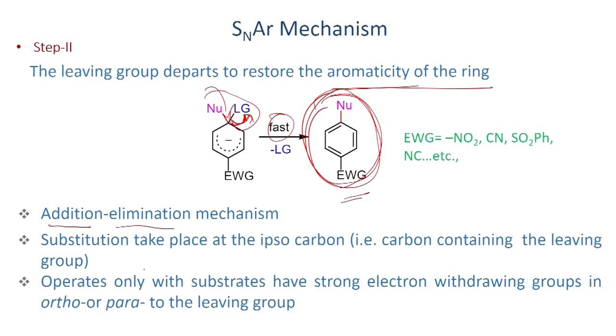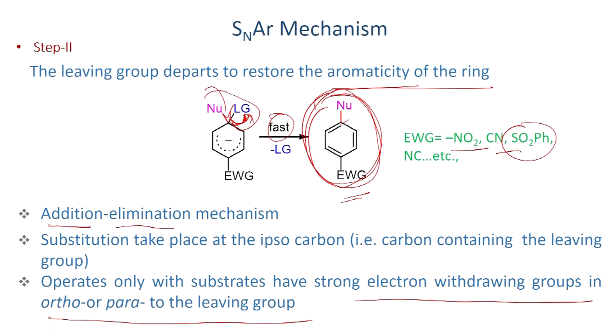The nucleophile undergoes addition, and then the leaving group departs from there. It operates only with substrates having strong electron withdrawing groups such as nitro, cyano and sulfone. So whenever you have a strong electron withdrawing group, only then can the reaction be facilitated. Always the reaction takes place at the ortho or para position if you have the electron withdrawing group. If you have an electron donating group, the reaction is not facilitated.